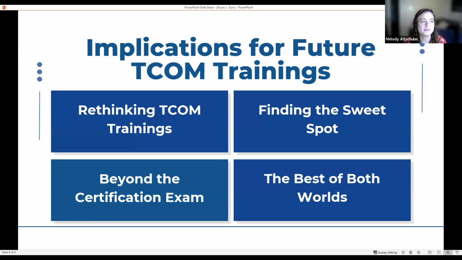Rethinking TCOM trainings, what do we want to focus our time on? The results of Lauren's study seem to suggest that there's no difference between synchronous and asynchronous for the certification exam. So it's really great justification for why, moving forward, to take advantage of the asynchronous training for that exam and to really focus live on what these soft skills are, why we care about TCOM, what this work means, and how we center the lived experiences and voices of children and families to really motivate and inspire people who are on the ground doing the work.